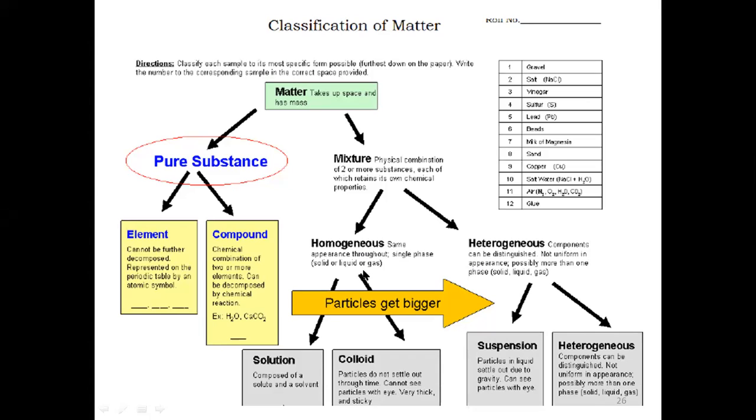Contrary to this, in the heterogeneous mixture, the components can be distinguished. That means it may not have a uniform appearance as compared to the homogeneous mixture. So possibly more than one phase of matter is present, that means solid and liquid, or gas and liquid, or solid and gas. These are combinations of more than one phase. If they are present, then it is called the heterogeneous mixture.